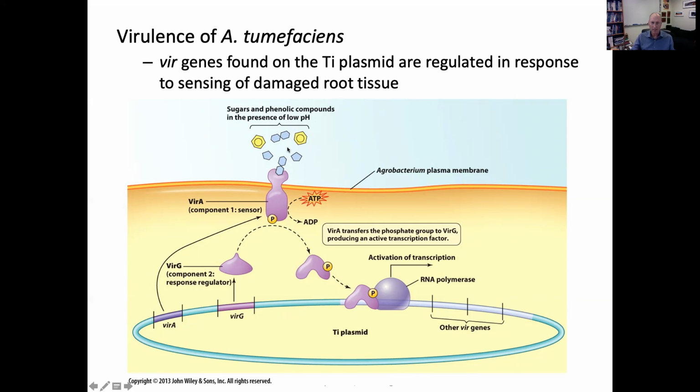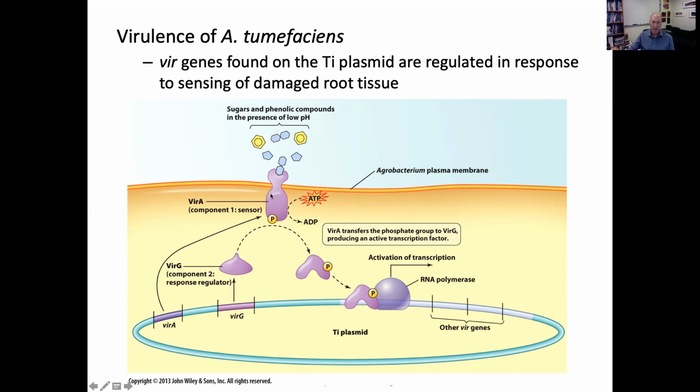So what this is sensing here is molecules that are released by the plant, by damaged plant cells. Okay, so when it senses, oh, there's damage in this plant, this might be an opportunity for me to invade it. Those molecules are bound here, and that is communicated to the interface, the kinase domain. That kinase domain phosphorylates this VirG protein. This VirG protein then goes and turns on RNA polymerase.